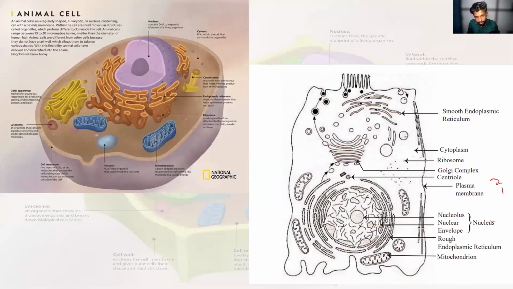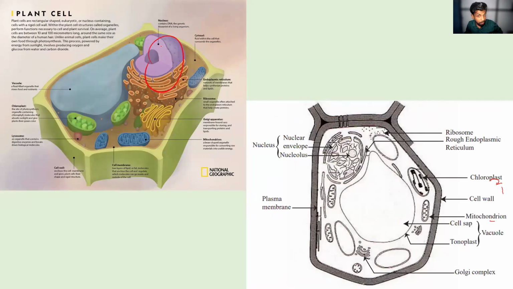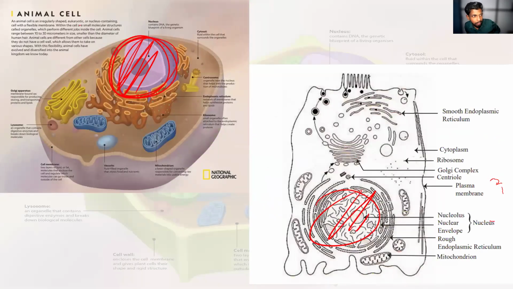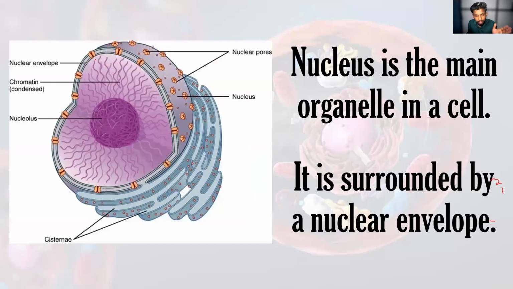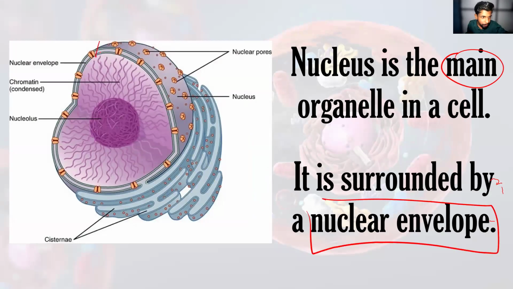Nucleus. You know the nucleus is one of the main organelles that can be found in the animal cell, right? Here we have the nucleus. And here also we have the nucleus in the plant cell. This is animal cell. This is plant cell. Nucleus is the main organelle in the cell and it is surrounded by the nuclear envelope. Look at the picture here.